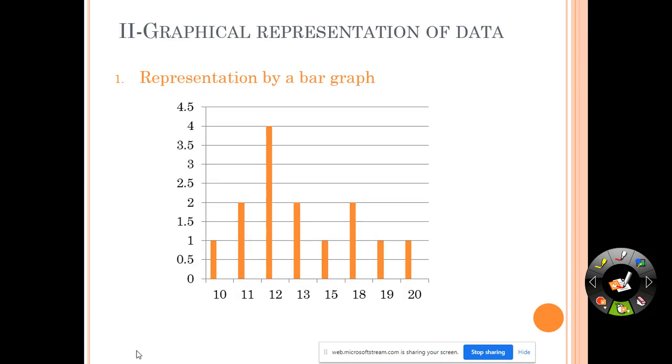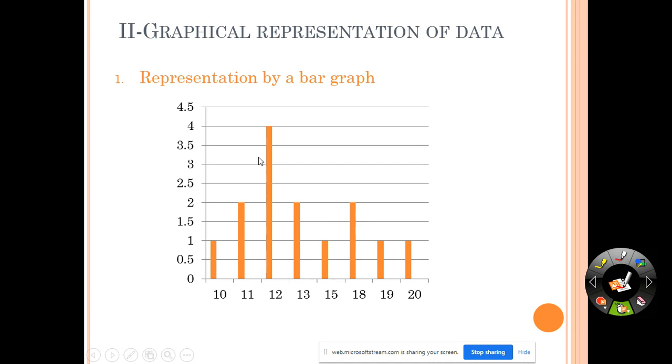Now, I can give it to you as a graphical representation. We call it a bar graph. For example, the first line is the grades 10, 11, 12, 13. Here, how many got this? So, 1 got 10, 2 students got 12. And if I join the top of those, we call it the bar graph.